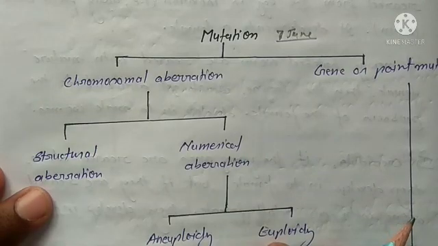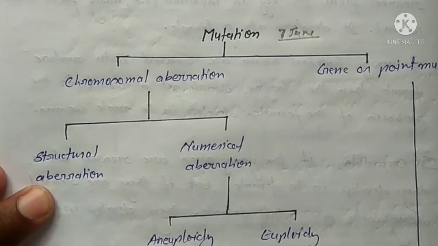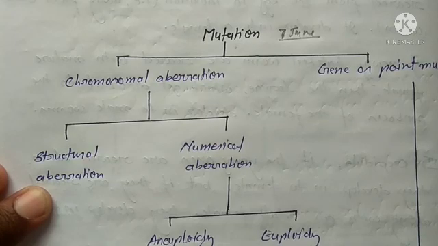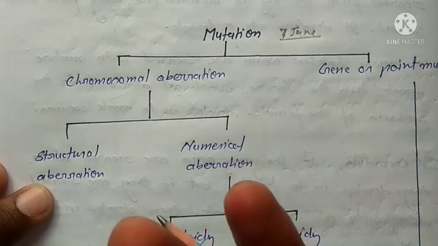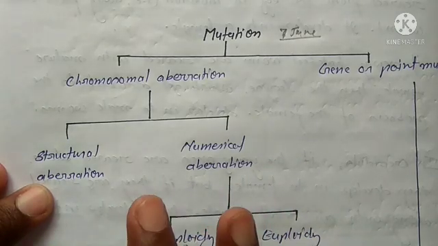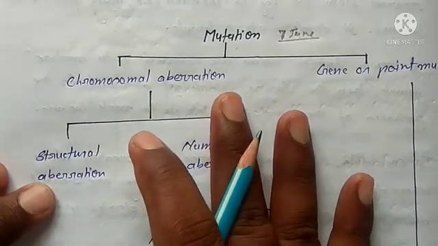Hello, good morning students. Today we discuss mutation and its types. So how does mutation occur? Mutation occurs by chromosomal aberration. Chromosomal aberration means that if the number of chromosomes increases or decreases in the body, then some changes occur in the body. So if the number of chromosomes increases or decreases, mutation occurs.